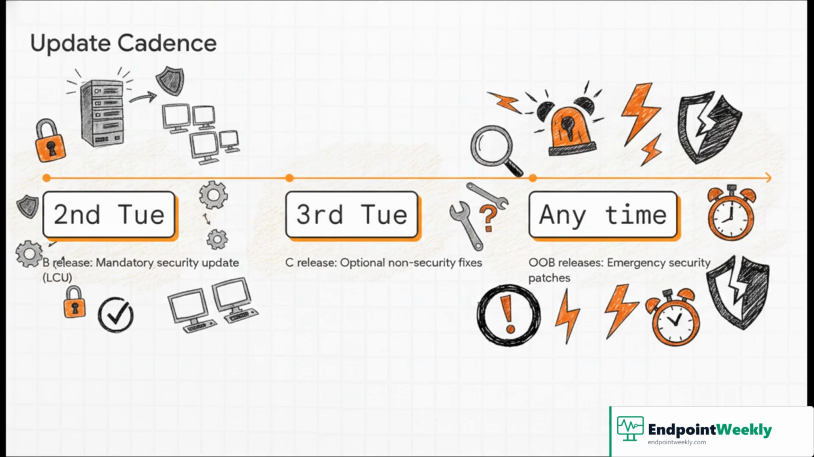Then, on the third Tuesday, we get the C release. This one is strictly a preview release, containing non-security fixes that will eventually roll into next month's B release. Crucially though, the C release is optional. Devices do not install it automatically unless you're actively choosing to test it. And finally, we have the OOB, or out-of-band releases. These can drop at literally any time. They're rare for sure, but they are your emergency, stop what you're doing, and patch right now security updates, usually accompanied by a major MSRC advisory.